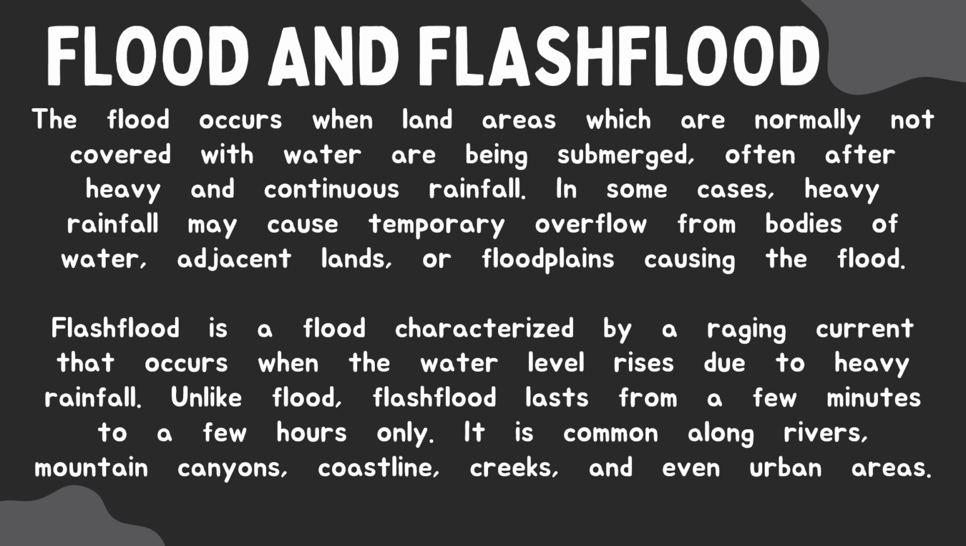Next, let's have the flood and the flash flood. Now, a flood occurs when land areas which are normally not covered with water are submerged, often after a heavy and continuous rainfall. A flash flood is a kind of flood characterized by a raging current that occurs when the water level rises due to heavy rainfall.